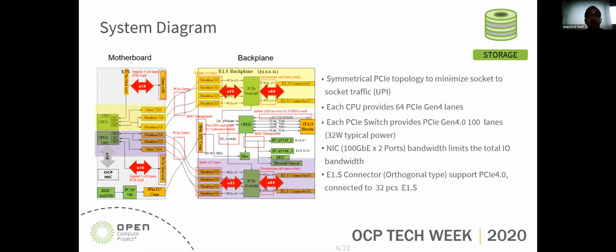And on the downlink side, there are a total of 64 PCI lanes. On the uplink side, 32 lanes are connected to each CPU, and there is another PCIe 4 x16 connected to a PCI slot for network controllers. So obviously, the PCI slot for the NIC limits the total bandwidth of the system.